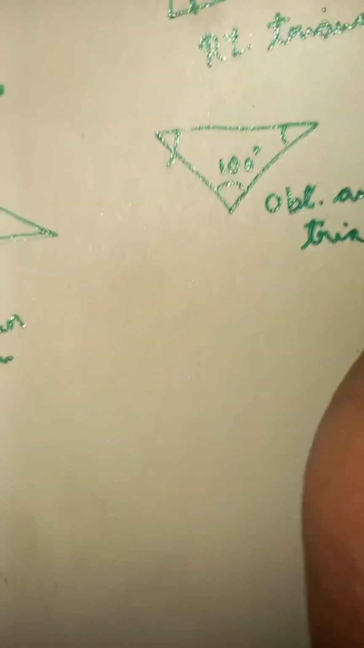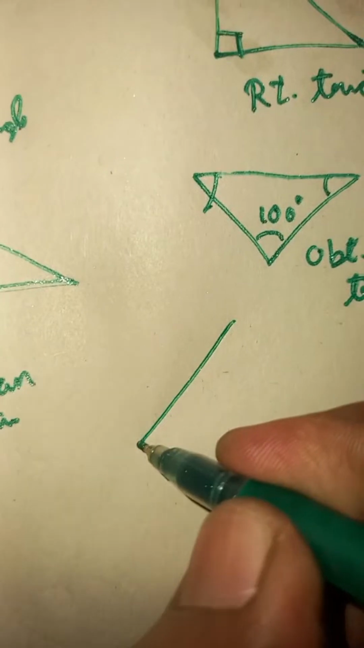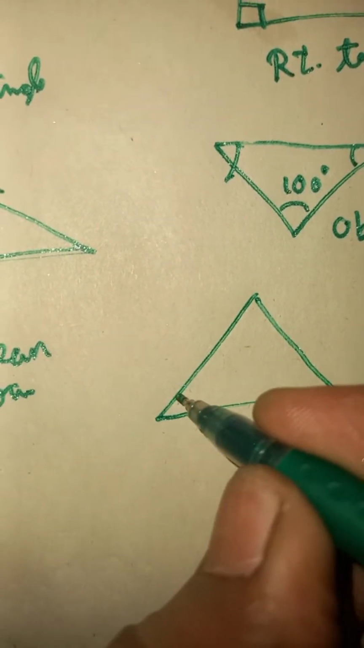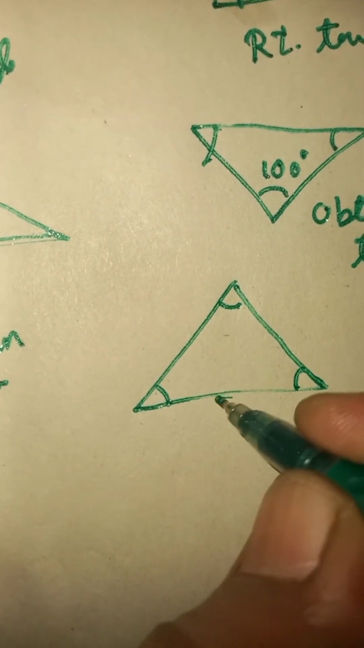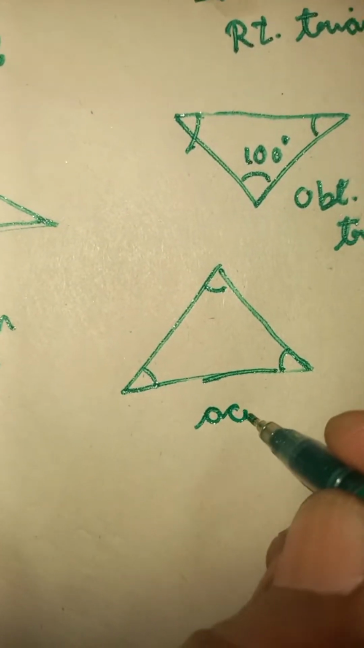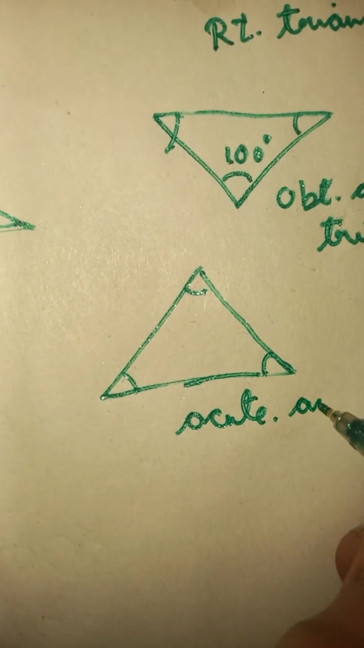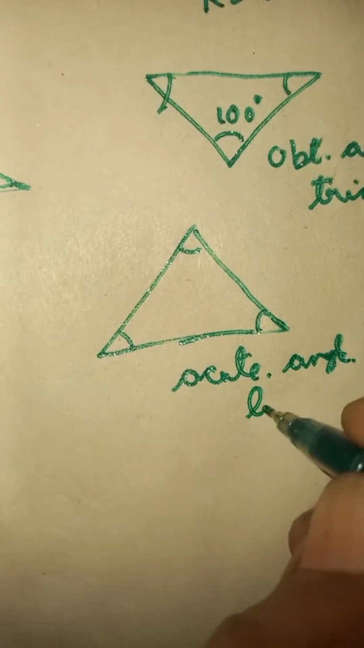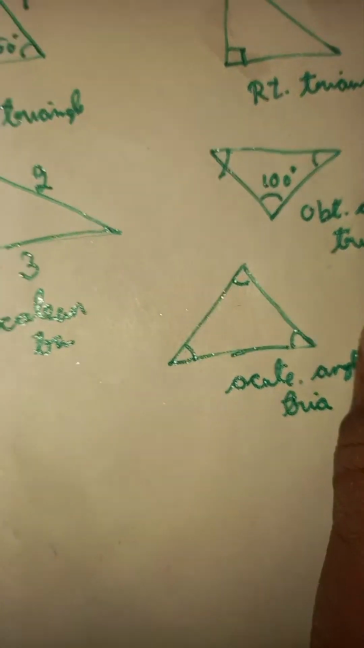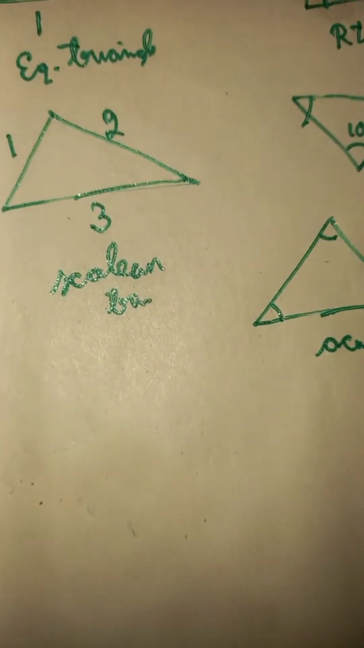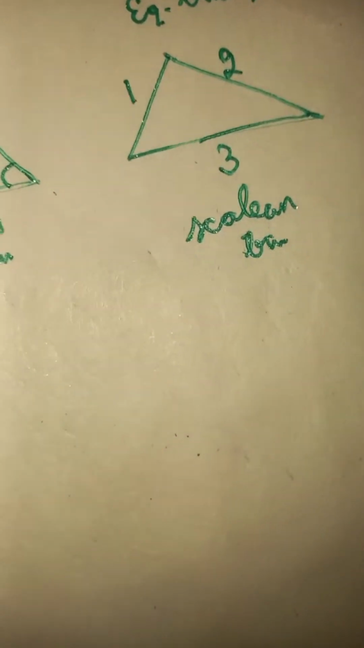And another, last type of triangle. Here all three angles are going to be smaller than 90 degrees. This is known as an acute angle triangle. Acute angle triangle. Let's take one more triangle. Here all these triangles are over.